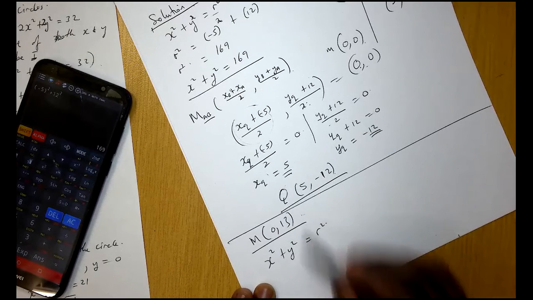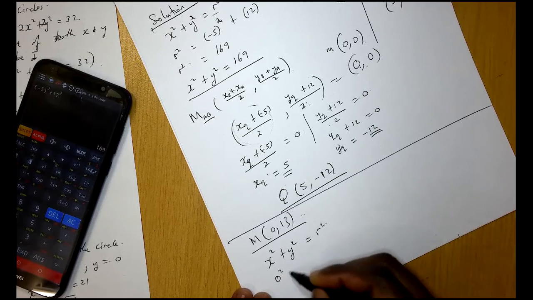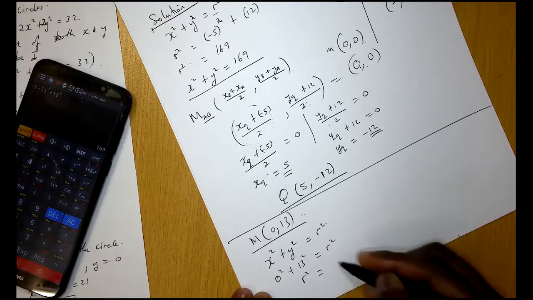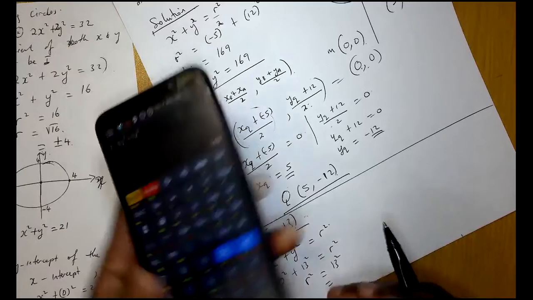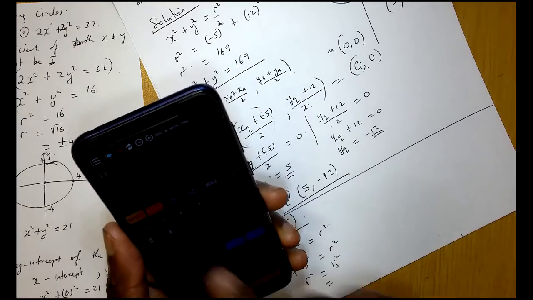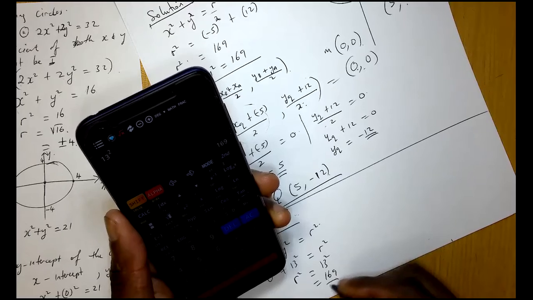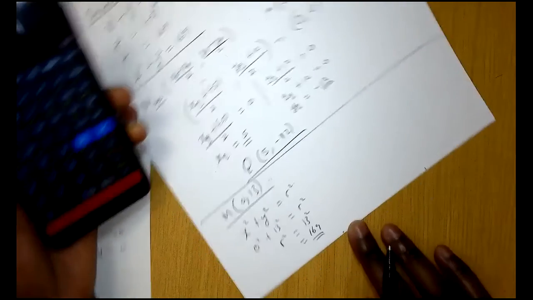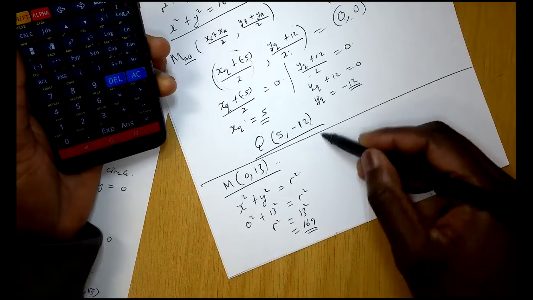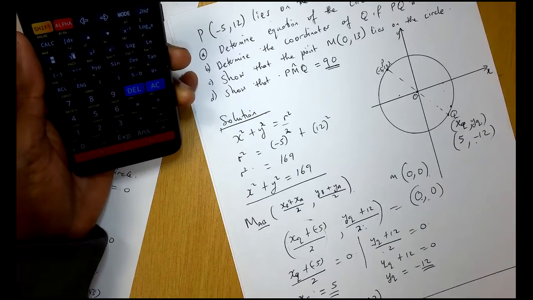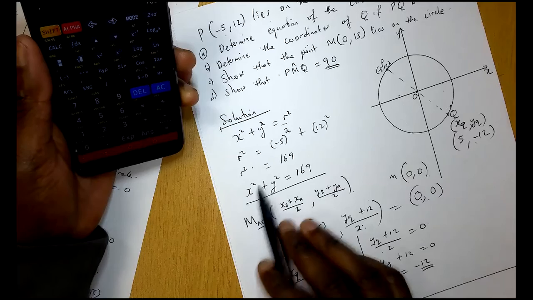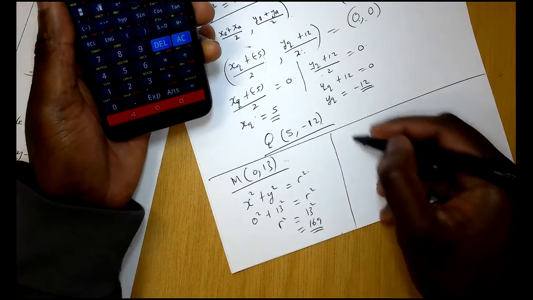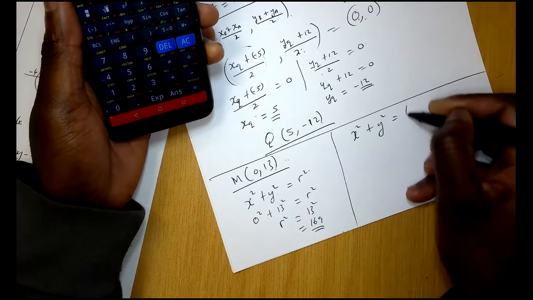In this case, we're going to say 0 squared plus 13 squared is equal to r squared. Then r squared is equal to 13 squared, which is 169. So r squared is equal to 169. It means that our former equation, the equation that we were asked to find in the beginning, is x squared plus y squared is equal to 169. So we are finding the same value.